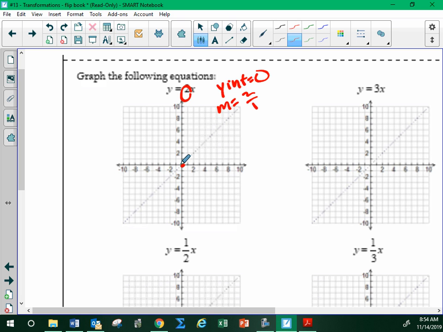Alright, so I go up 1, 2 over 1. Up 1, 2 over 1. And you go ahead and do the same on your paper. We do the opposite, down 2 over 1, down 2 over 1. So 1, 2. Alright, I think that's enough for a line. Go ahead and connect those dots for a line.